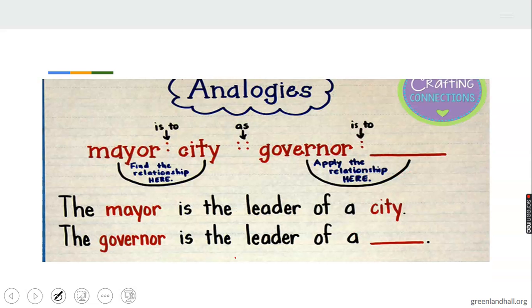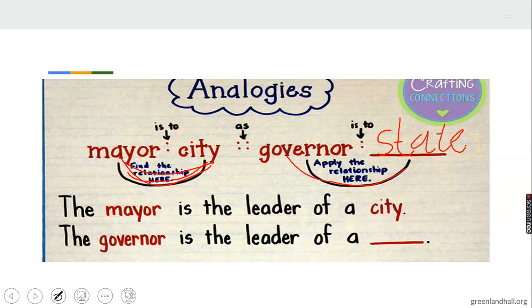Now, I have another picture here again. It talks about, still talking about analogy. Mayor is to city. A mayor governs a city. Why? A governor is to what? I want the answer here. A governor is to, can I get a correct answer? Good. A governor is to state. A governor is to state.